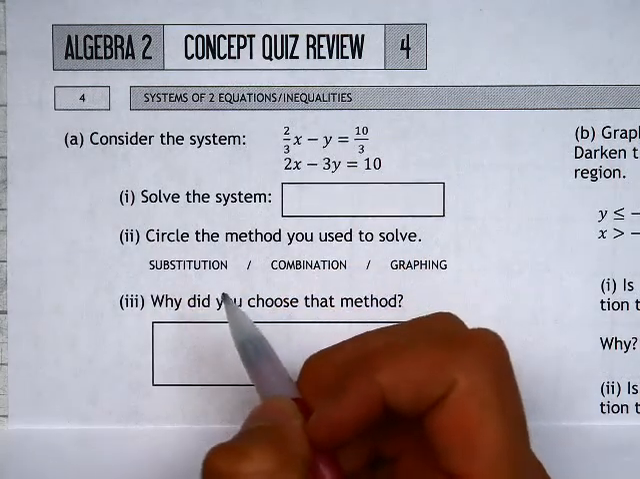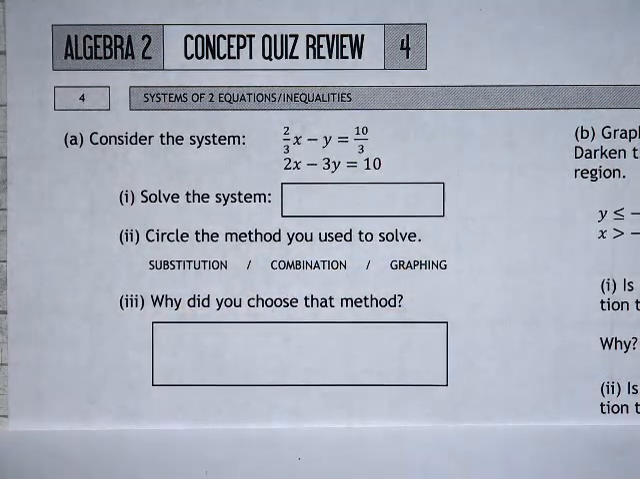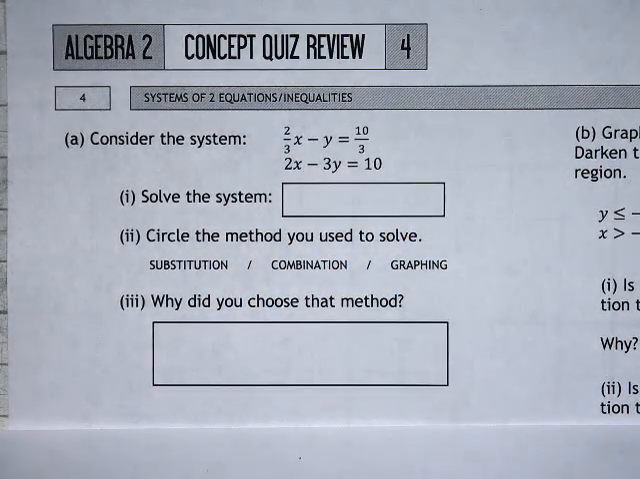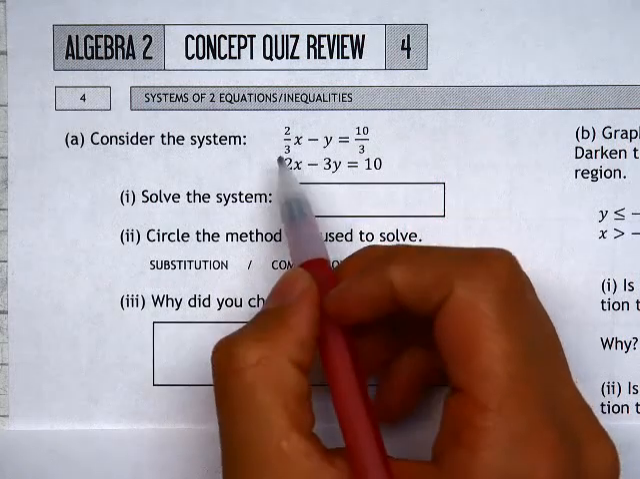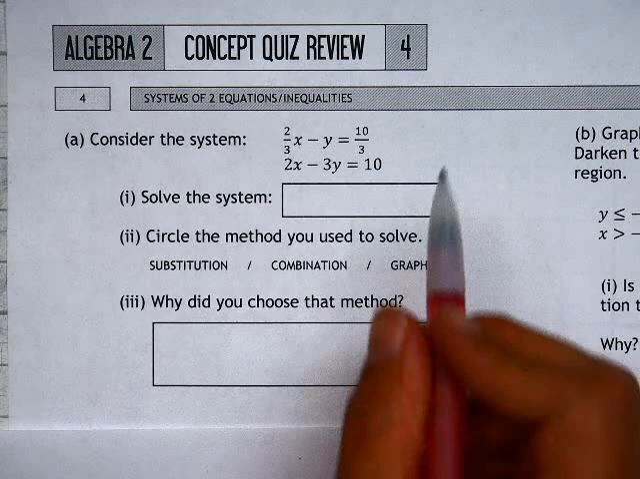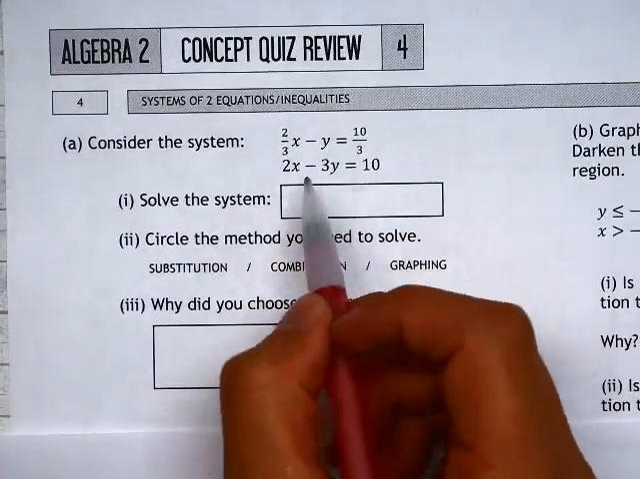The first thing we're going to review when reviewing concept 4, systems of equations, is how to solve a system of two equations with two variables, such as the one you see here, 2/3 x minus y equals 10 over 3, and 2x minus 3y equals 10. That's a system of two equations, each with two variables.